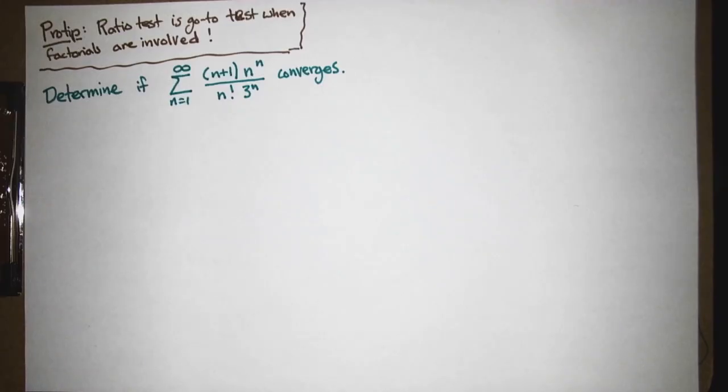All right, so here's a question. I think this came from a recent exam. Determine if the sum from 1 to infinity of (n plus 1) times n to the n over n factorial times 3 to the n converges. All right. Before we begin, any thoughts? Yes, no, maybe? Well, not so clear. So we've got to figure it out.